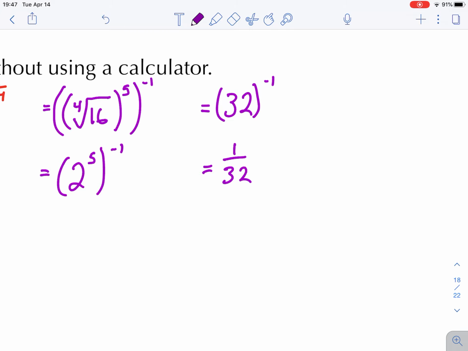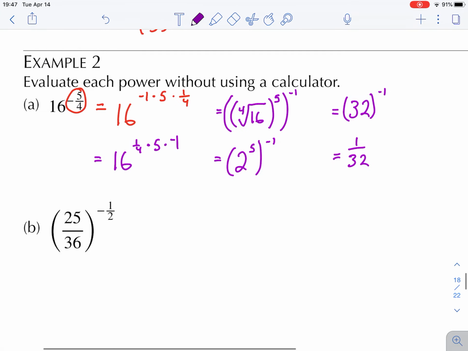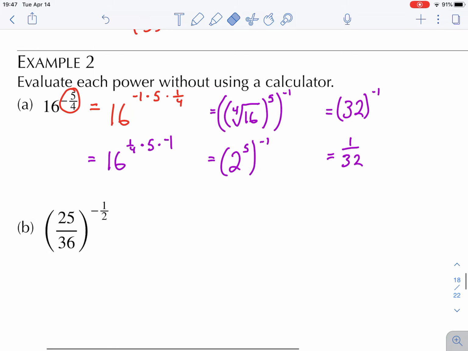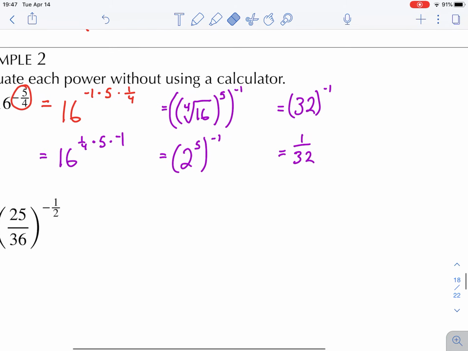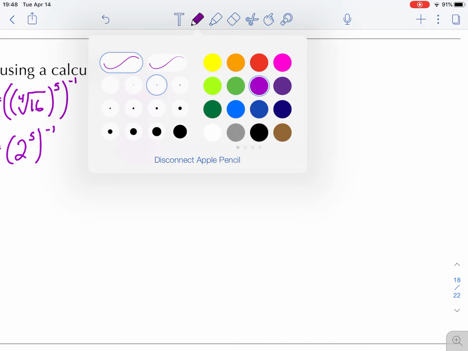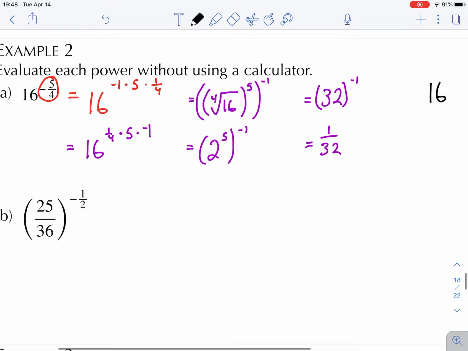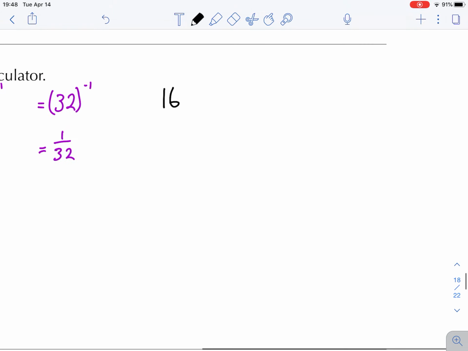Now that's a lot of work, and it's a lot to write out in that way. I'll show you how I would expect you to write this out in a quick way. So what we're going to do is jump through steps. We're going to show you how to do that right here. So I've got 16 to the power of -5 over 4.